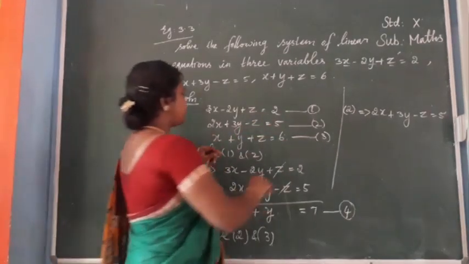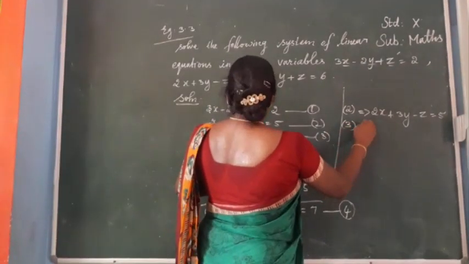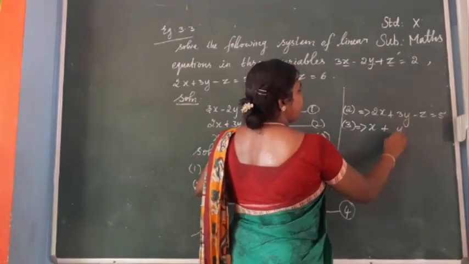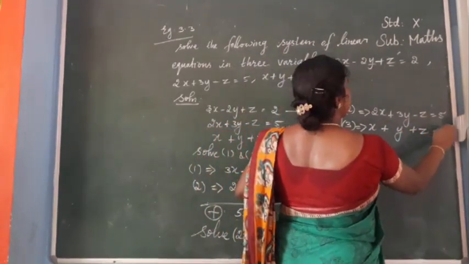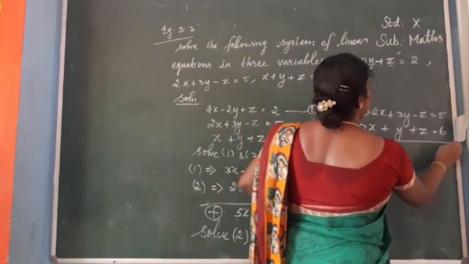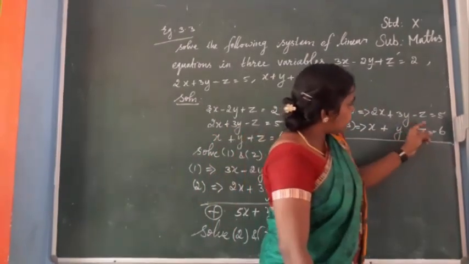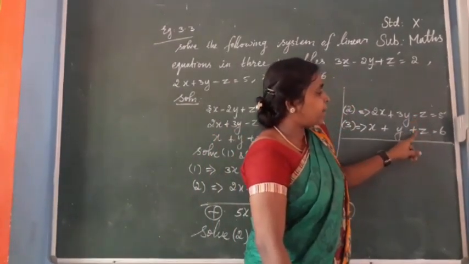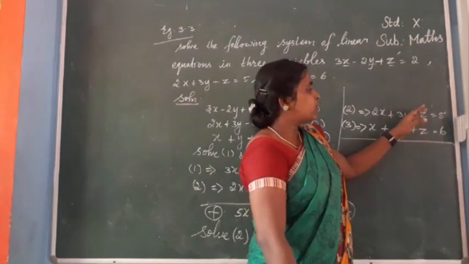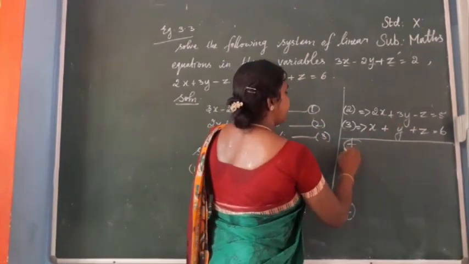Next, the third equation is x plus y plus z equal to 6. Now we can solve. You see here also minus z plus z, so here also we add the equations to eliminate.